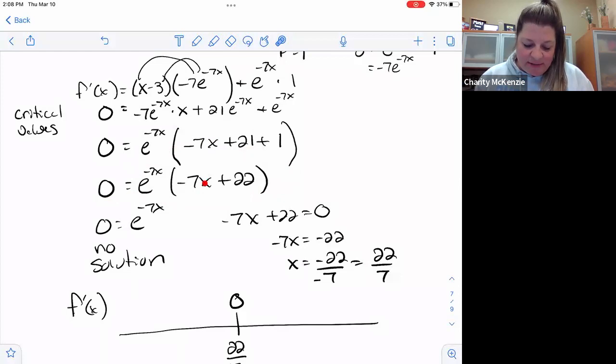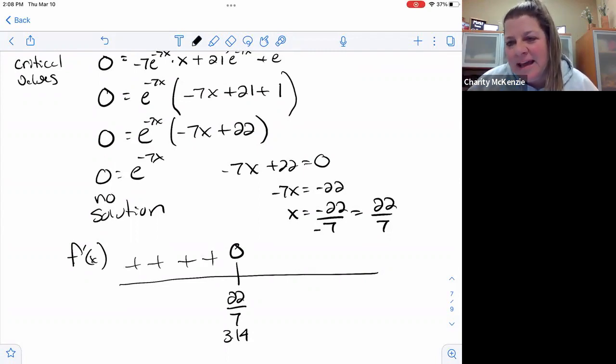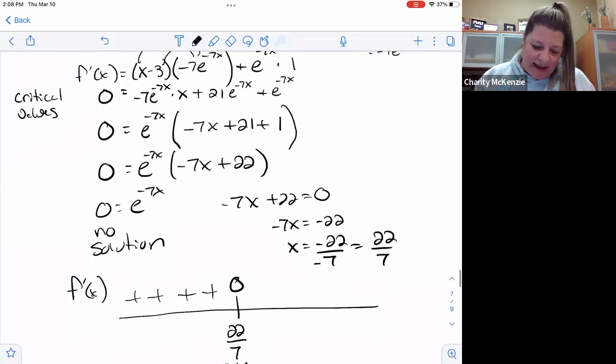If I put in 0, this would give me 1, because anything to the 0 is 1, right? And then 0 times this, so I get a positive. I don't really care what the value is. I care if it's positive or negative. So that's got to be increasing. Something above 3-ish would be 4. So maybe I go up here and I put a 4 here and a 4 here.